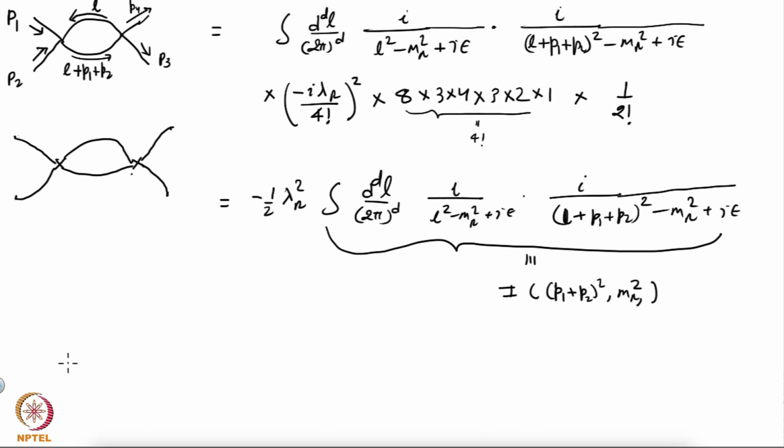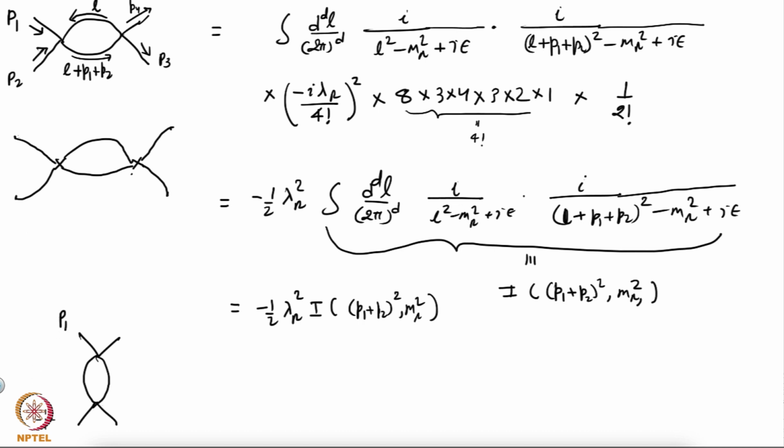Good, let's see this diagram. So this is minus half lambda_r square I of (P1 plus P2) whole square, m_r square. Okay, now let's see this diagram. P1, P2, P3, P4.